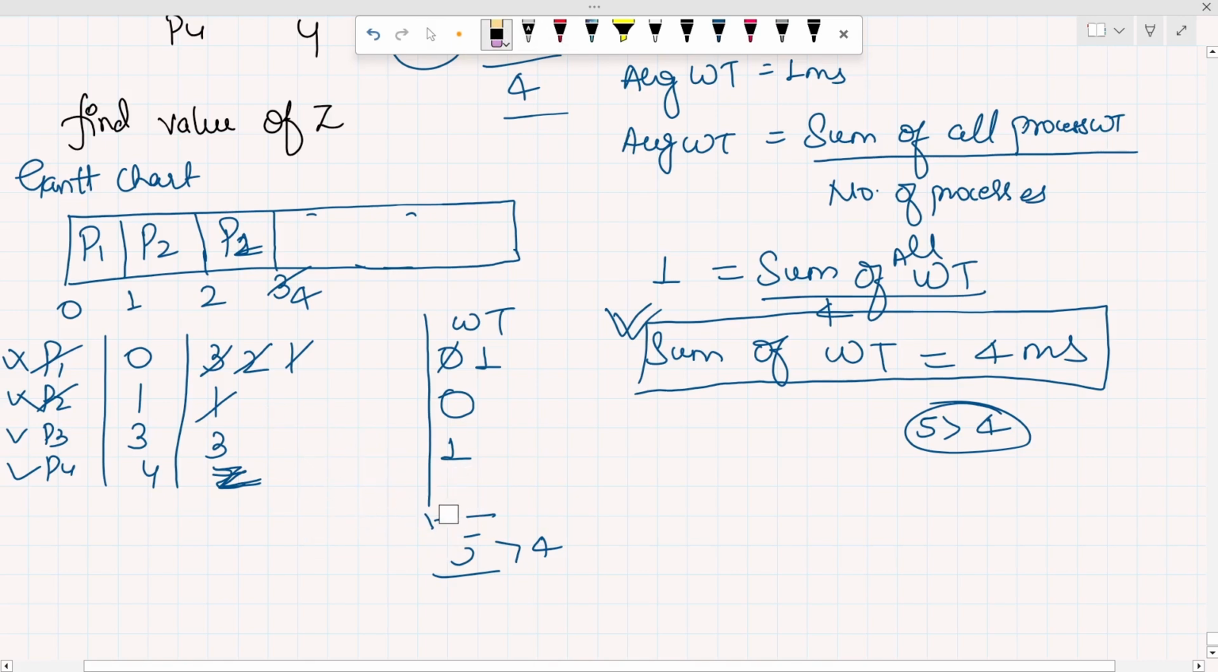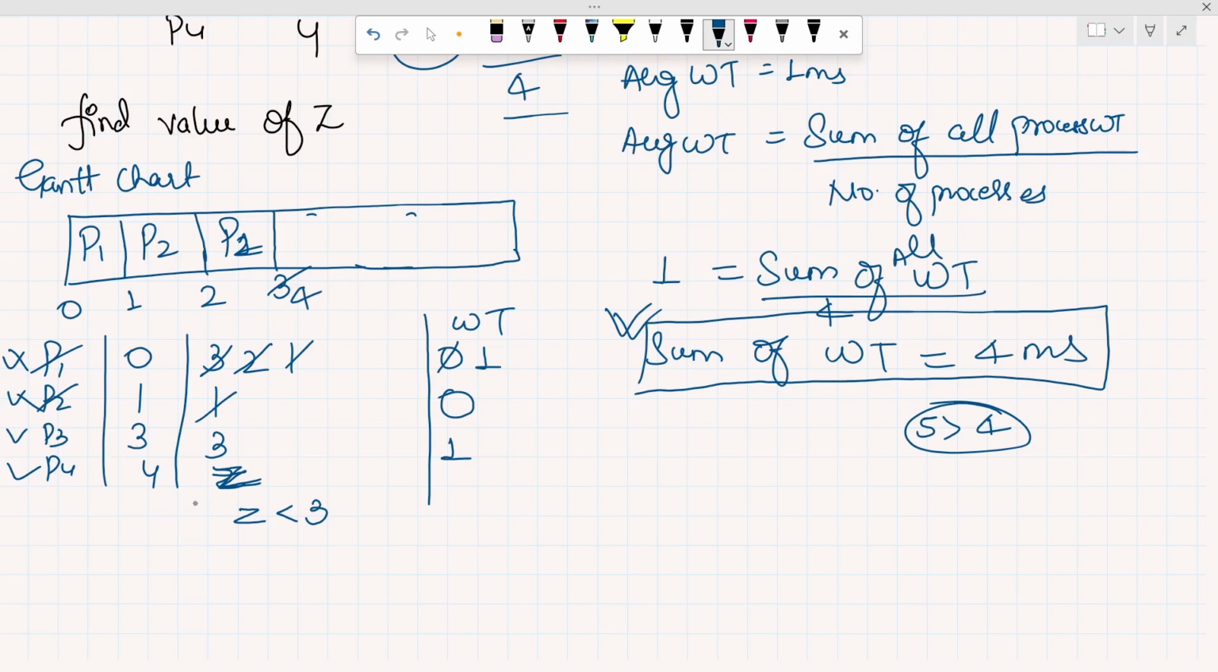So remove these things. Our new assumption is that the value of Z is less than 3, not even equal to. If it's equal to, then we get 5. If it's greater than, then the sum of these things is greater than, we get 5. So it should be less than 3. If it is equal to 3, then P3 will also get the CPU because of our arrival time.